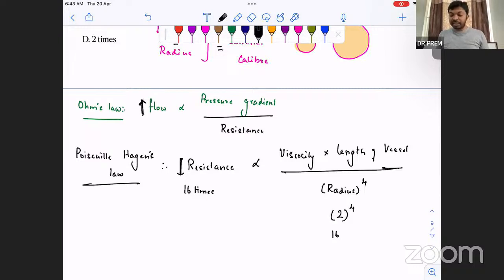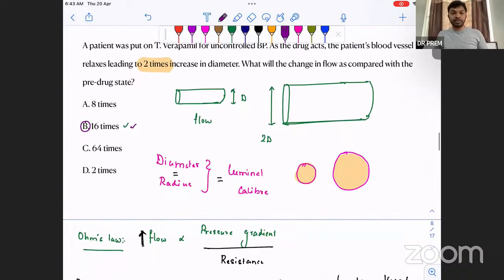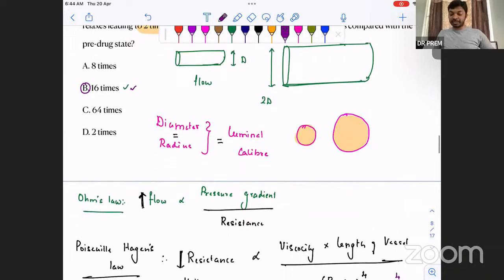So before the drug is administered, we'll consider that as well. Before the drug is administered, it's going to be 1 to the power of 4. 1 time is the radius. So 1 to the power of 4, it's nothing but 1. So the resistance is 1 time, the flow is 1 time. But with the administration of verapamil, there is going to be dilatation of blood vessel. The radius increases by 2 times. So the resistance drops by 16 times. And hence 16 times is the right answer for this question, guys. Brilliant. Very good, Dr. Mohan. Good. So that's the question.